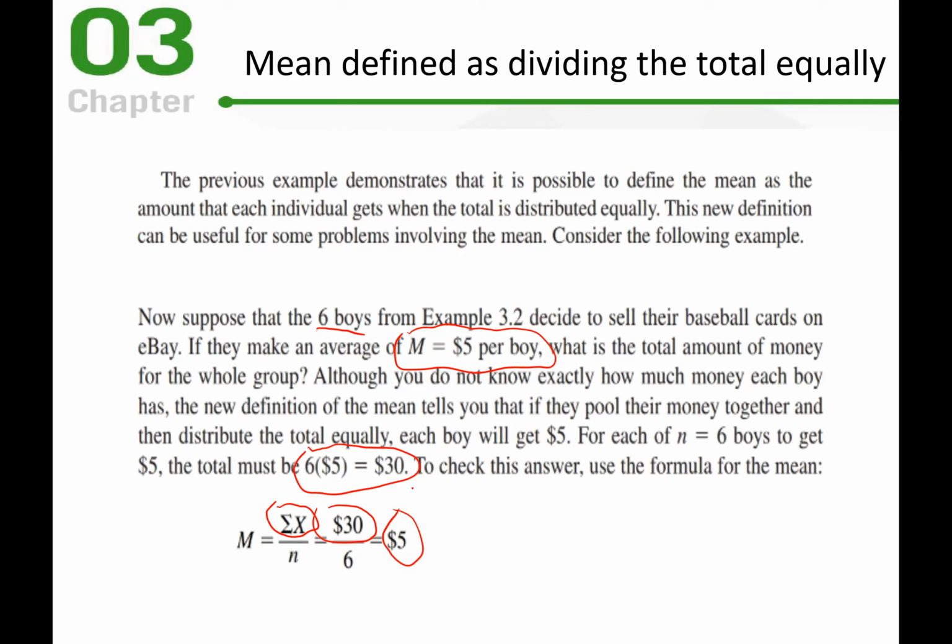All right, so that's a very simple algebraic equation, where you're essentially just solving for the missing x. But if you look at it that way, you can see how you could do different kinds of things with the mean.